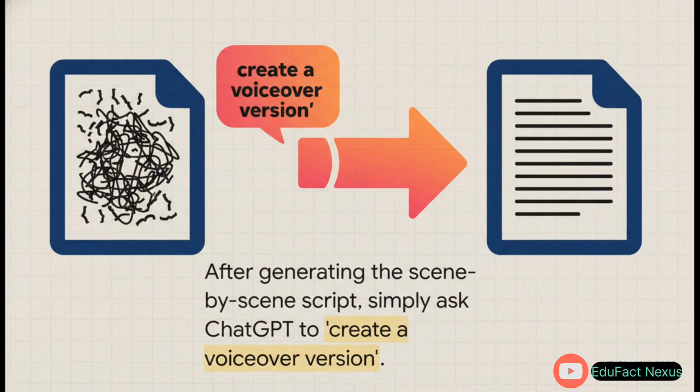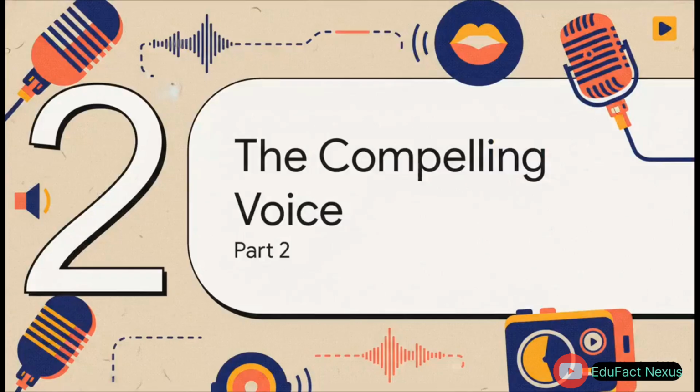And check this out. Here's a killer pro tip. Once you have that great scene-by-scene script, you don't need some complex new prompt. You literally just follow up with, create a voiceover version, and boom, ChatGPT just strips out all the scene directions and gives you the clean, readable text. So simple.